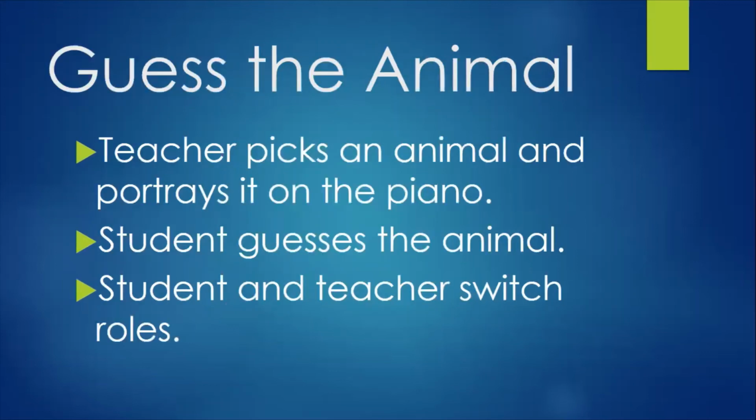Guess the animal. The teacher picks the animal and portrays it through the piano. To give hints, the teacher has to keep in mind the animal's size, texture, color, sound, and other characteristics when displaying it through the piano. Once the student guesses the animal, the teacher and student switch roles. It's okay if it does not make sense musically. Now let's hear Ellie and I play this game.